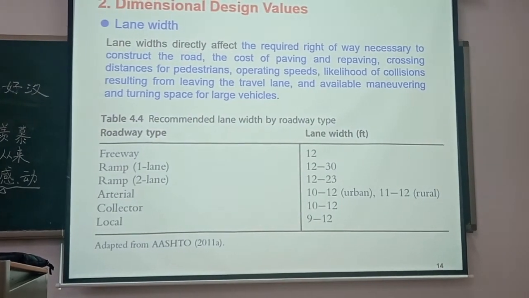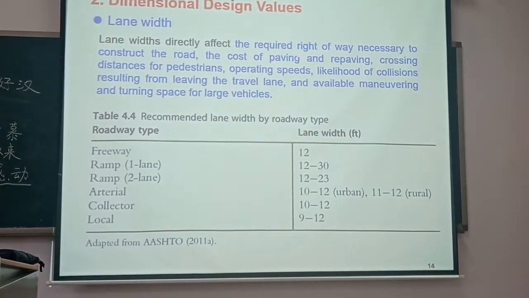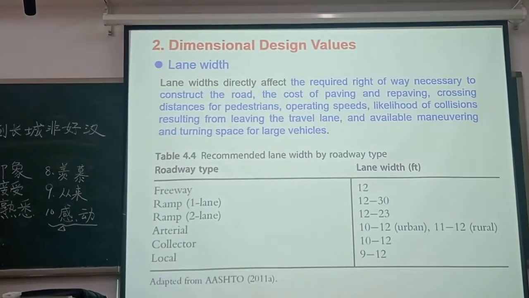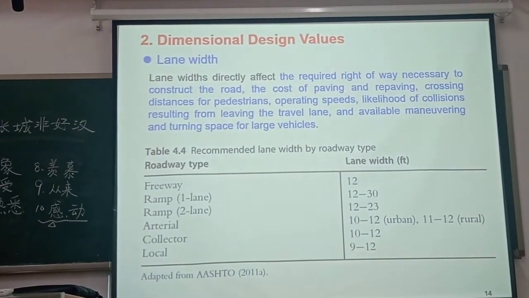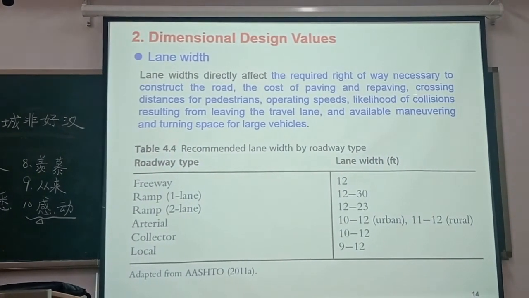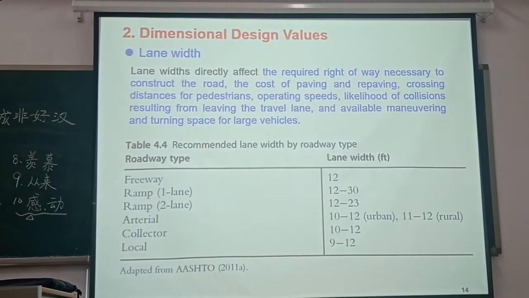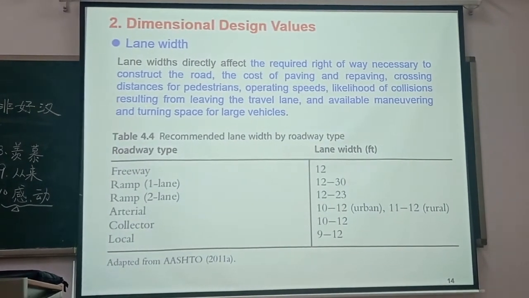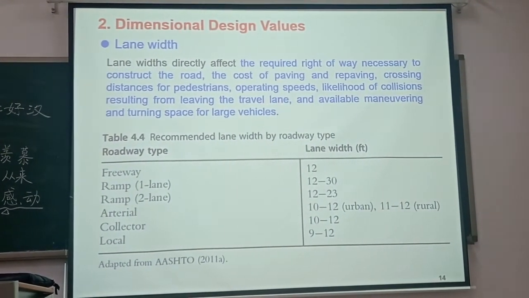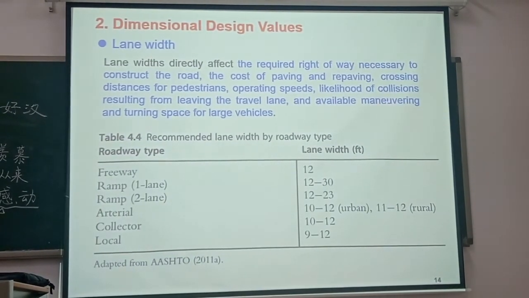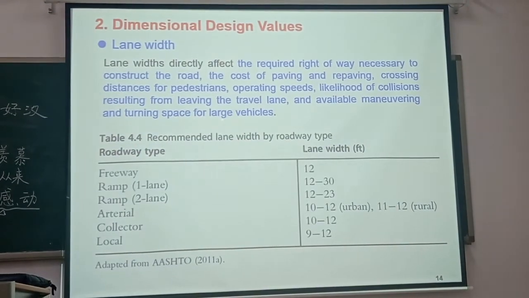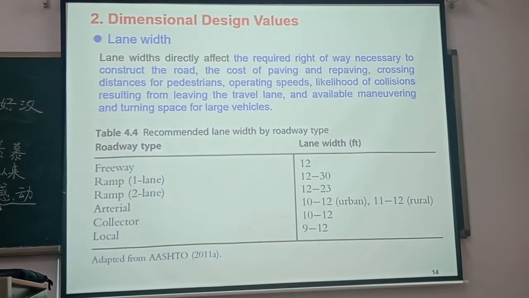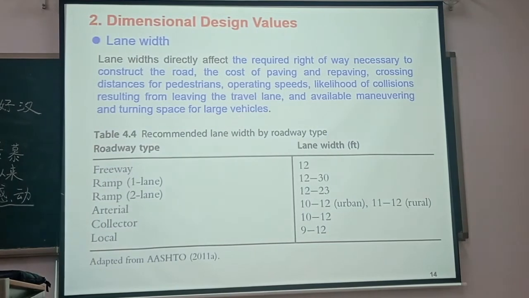Lane width directly affects the required right of way necessary to construct the road, the cost of paving and repaving, crossing distances for pedestrians, operating speeds, likelihood of collisions resulting from leaving the travel lane, and available maneuvering and turning space for larger vehicles. So lane width affects these aspects.